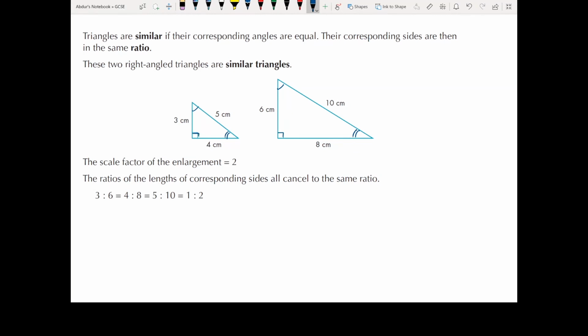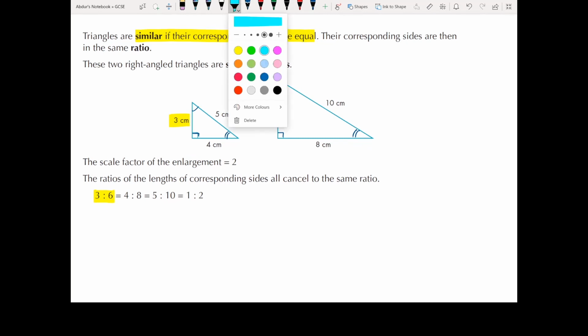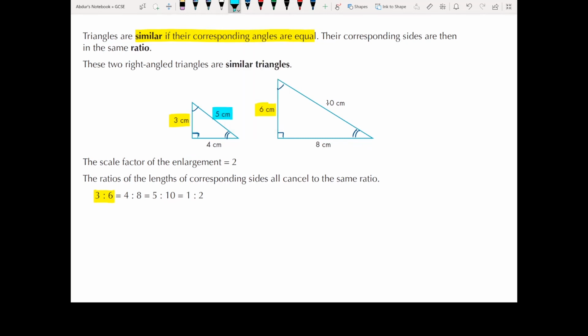So first of all, mathematically similar shapes have corresponding angles which are equal. So that's one of the first statements we need to make sure we've got down, a key point about similar shapes. Now, their corresponding sides are also in the same ratio. When we say corresponding sides, what we're referring to is, for instance, this side here, 3, corresponds to the 6 here. And the ratio of 3 to 6 is exactly the same as the ratio of 5 to 10, which is another set of corresponding sides.